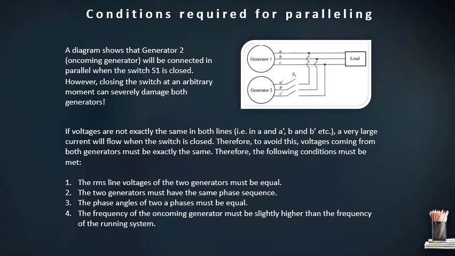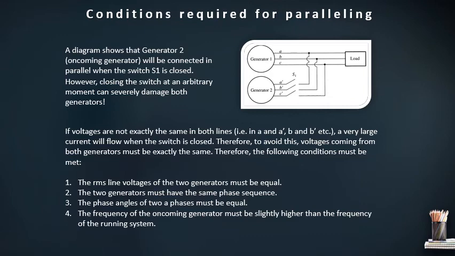So, the condition required for the parallel operation of the generator. A diagram shows the generator. Two generators will be connected in parallel when the switch S1 is closed. However, closing the switch at an arbitrary moment can severely damage both generators.